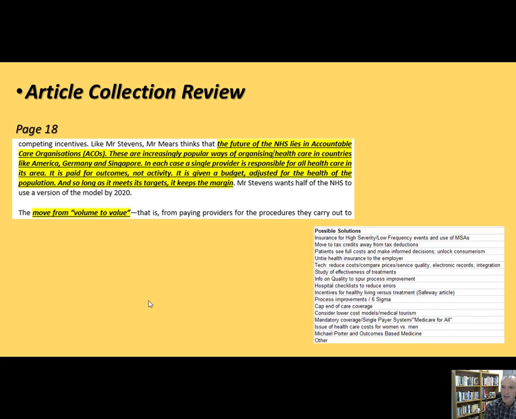In each case, a single provider is responsible for all healthcare in its area. It is paid for outcomes, not activities. It is given a budget adjusted for the health of the population. So what some people say is, hey, I live in Florida. There's a lot of old people in Florida. I shouldn't have the same budget as someone in Phoenix, Arizona, or wherever there's young people, San Diego. So as long as it meets its targets, it gets paid.